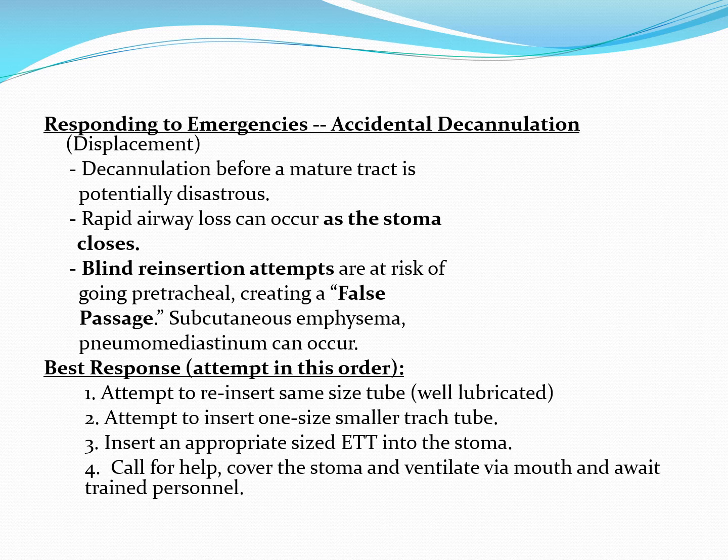The best response is to attempt to reinsert the same tube, providing it didn't go on the floor or something along those lines. If the tube falls on the floor, it needs to go in the garbage. But the tube that has just come out has natural lubricants on it. It has mucus on it. It's going to sound strange, but it's probably warm, so it's more pliable. It can most readily be put back in. Attempt to reinsert one size smaller. Insert the appropriate endotracheal tube in an emergency just to get an airway in place, and obviously call for help. You can cover the stoma and ventilate the patient via bag valve mask. Again, I don't want to say a last resort, but that would be an extreme measure.